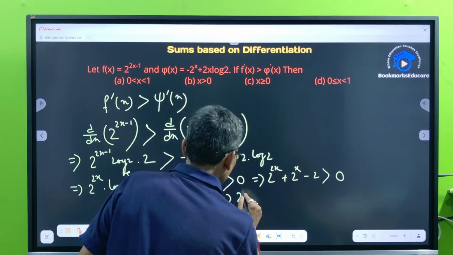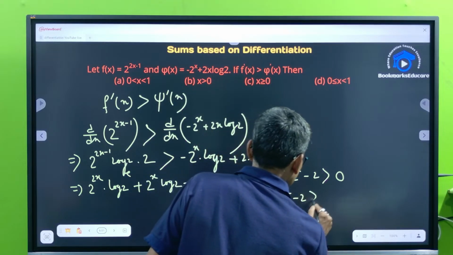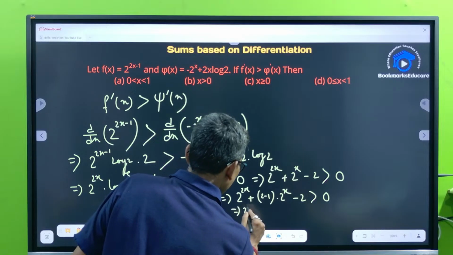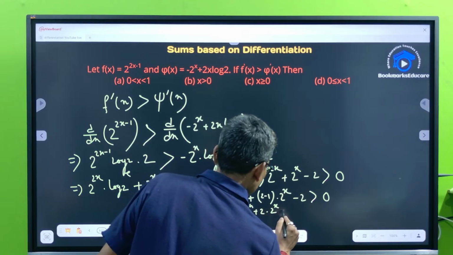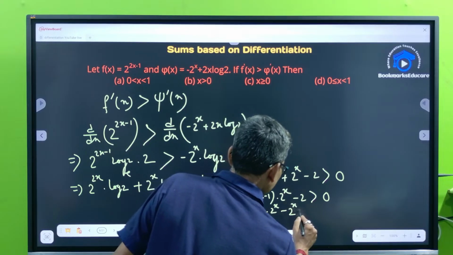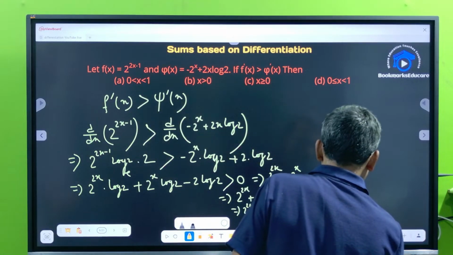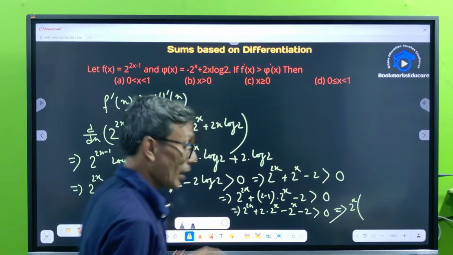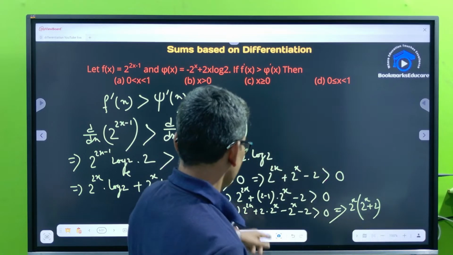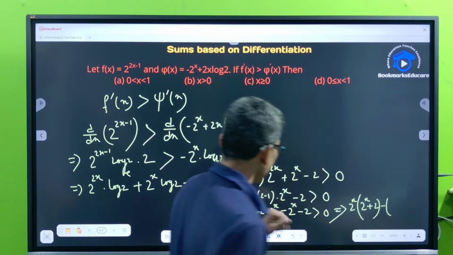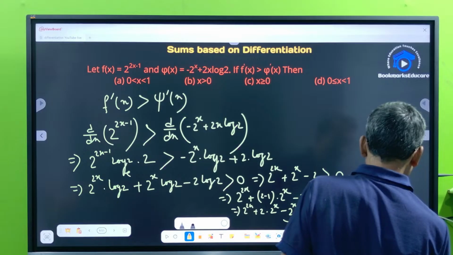So 2 to the power 2x, 2 minus 1 into 2 to the minus 2 greater than 0, 2 to the power 2x plus 2 into 2 to the power x minus 2 to the power x minus 2 greater than 0. So 2 to the power x, if we take it common, what will happen? 2 to the power x will remain here plus 2, and from here we take minus 1 common from both. So 2 to the power x plus 2 will be greater than 0.